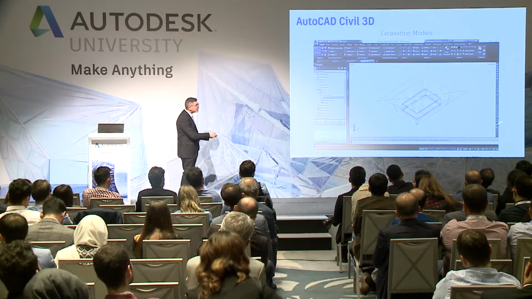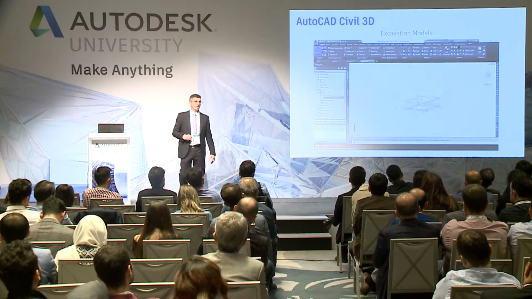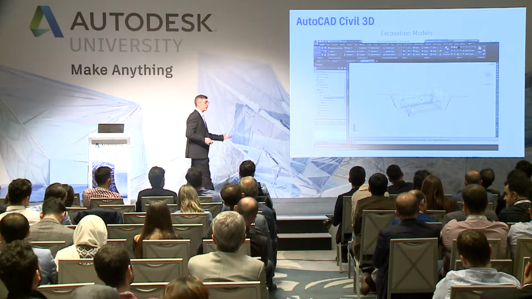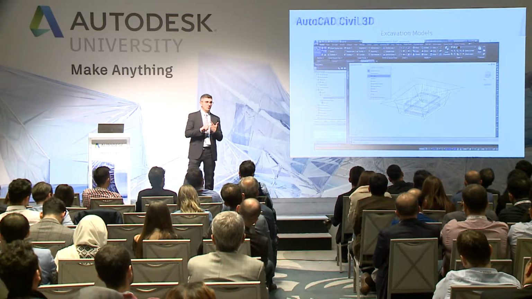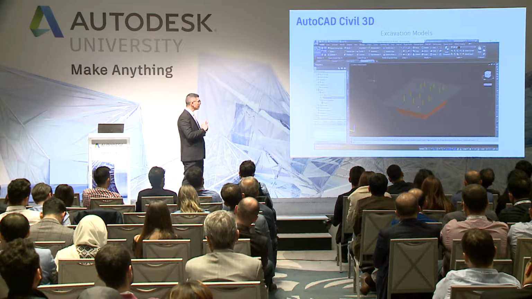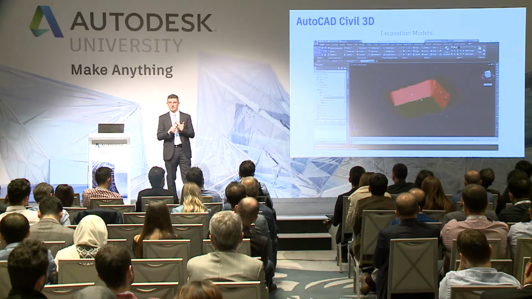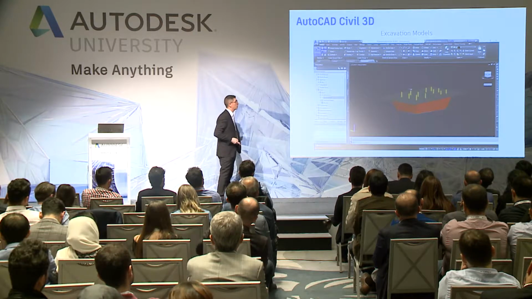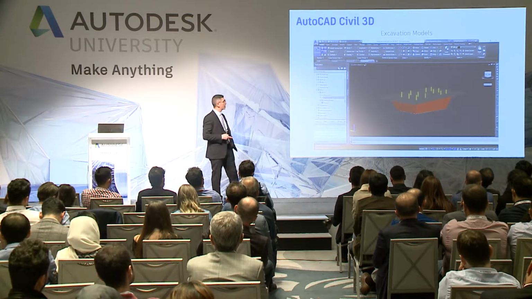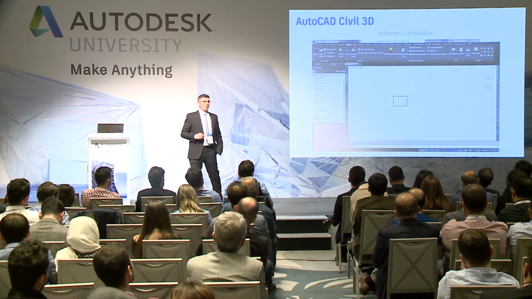And then we have this model of excavation, OK? And then it's very easy to create, because I draw the polyline, convert it into a feature line, and then start to create the excavation. Then I am in this situation, and I start to create the volume calculation, OK?